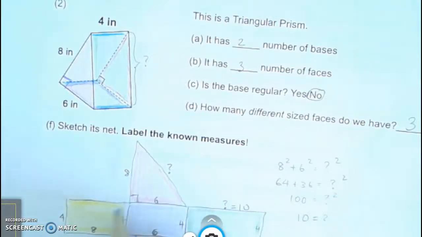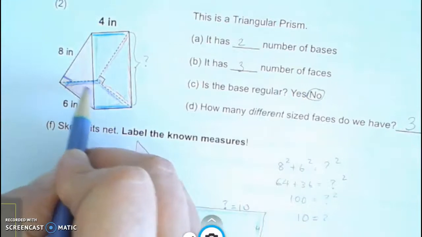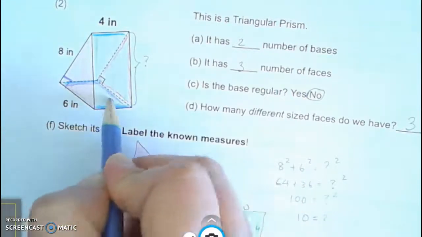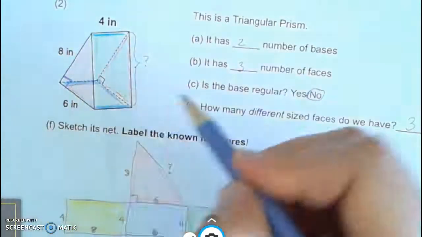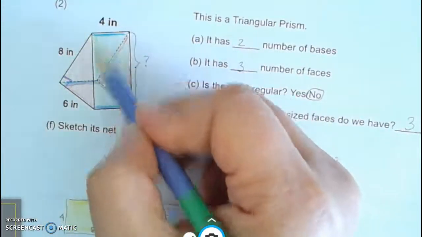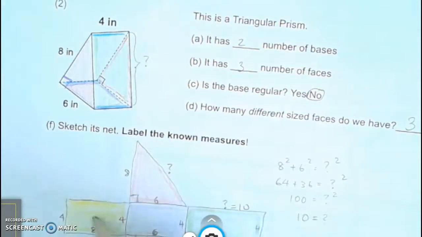Those are my bases. And the rectangles, there's a purple one at the back, at the bottom. There's a yellow one you can't see. That's going to be yellow. And then the green one is the one facing us. Okay, so you have 3 different faces of the rectangle that make up this shape.